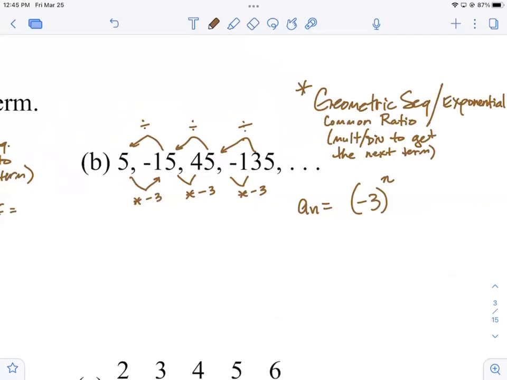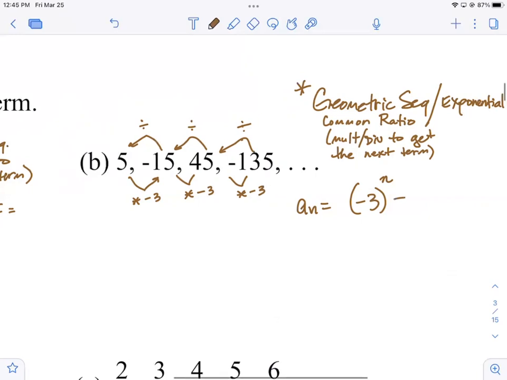Well, that's not right. 5. How can we get from a 9 to a 5? What's that? -4. Okay, so that'll work for the first term. Let's see if it works. Oh, to the first. I was looking at the second. I said -3 squared. That's why.